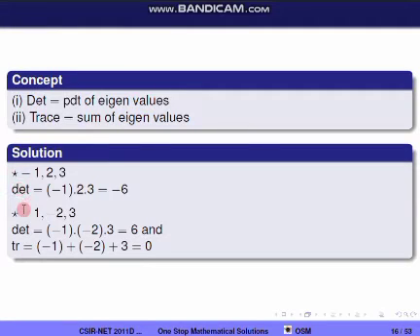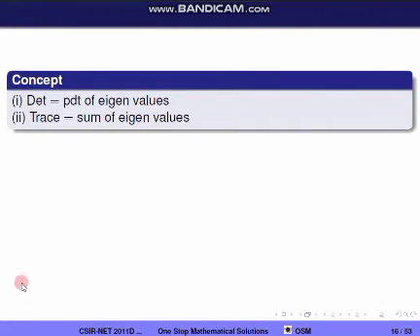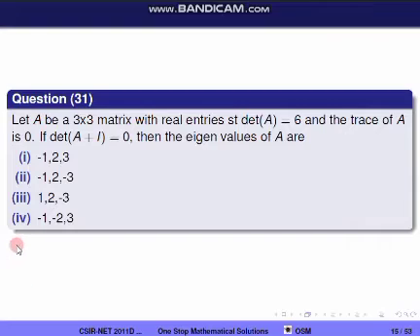Now I am showing the last one, -1, -2, 3. I am taking its product. So determinant is equal to -1 into -2 into 3. So I am getting the determinant 6. Now I am taking the sum, that is equal to trace. So trace is equal to -1 plus -2 plus 3, which is equal to 0. So these two match the determinant and trace in the question. So this will be the eigenvalues of A. Now we'll check the correct option. The correct option is the fourth one.